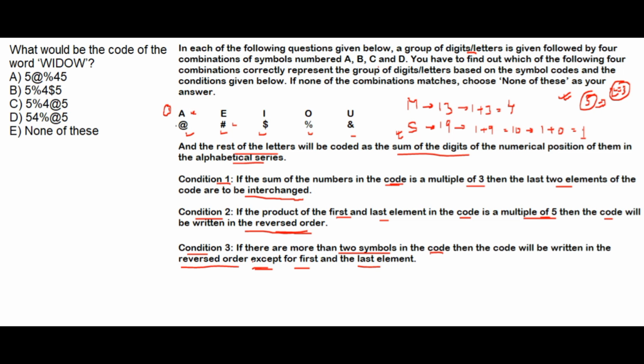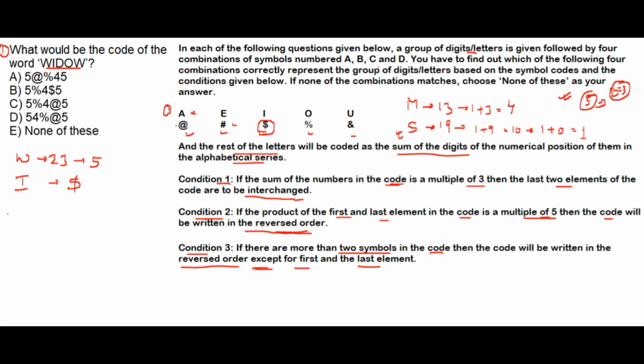Now the first question is given. We have read all the questions and understood what we have to do. So what will be the code of WIDOW? The first letter is W. What is the alphabet ranking? 23 is the ranking of W, so it will be 2 plus 3, 5. Next, I is a vowel, so I will be coded as the symbol dollar.